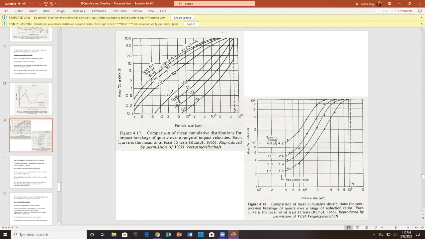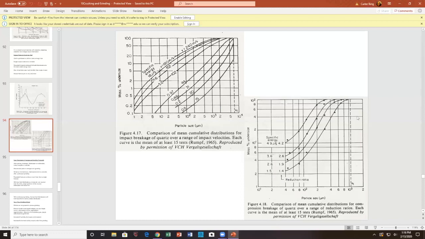So I have impact breakage of crystal quartz over a range of impact velocities. This is also interesting. I have a size reduction ratio of 1.4, 1.9, 2.6, whatever, and I have energies that are roughly proportional to those.